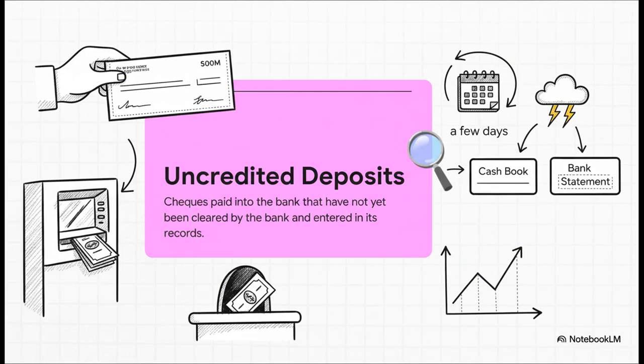And of course, the exact opposite can happen too. Let's say a customer gives you a check. You deposit it right away and you add it to your cash book. You're thinking, great, my balance just went up. But it takes a few days for the banking system to do its thing and process that check. So until it officially clears, it's not going to show up on your statement. We call these uncredited deposits.